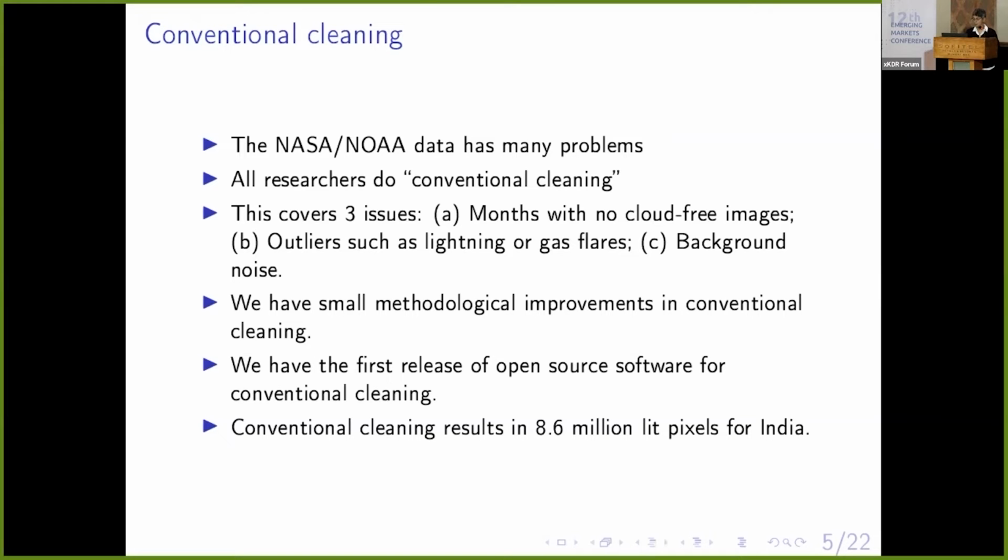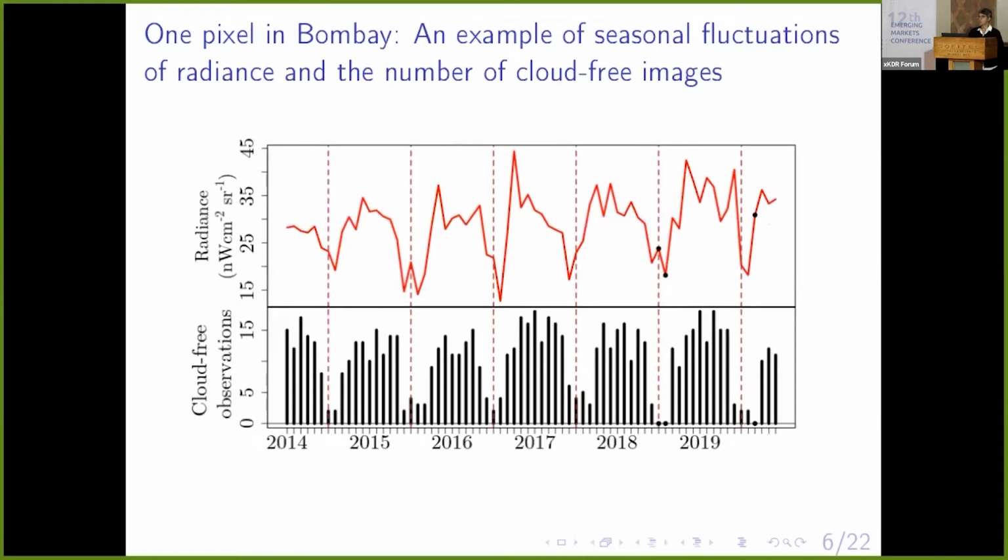And that's the base on which we're going to do our research. So here's our favorite city. This is 1 pixel in Bombay, and we want to look at how much is the radiance, which is the top box with the red lines, and we want to see how much of it is coming out of cloud-free observation days?